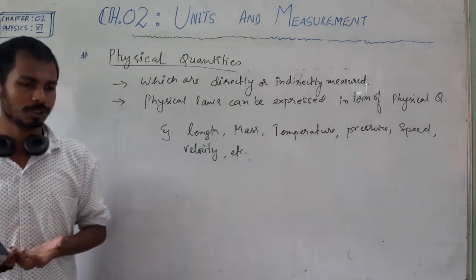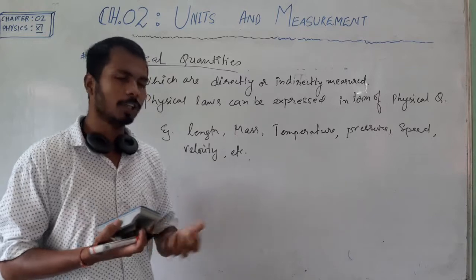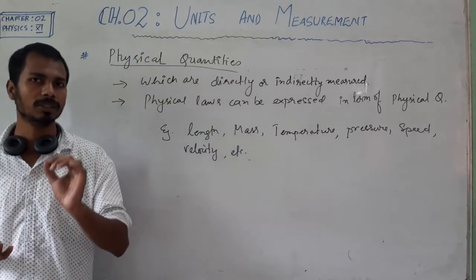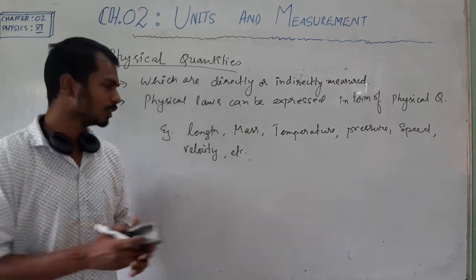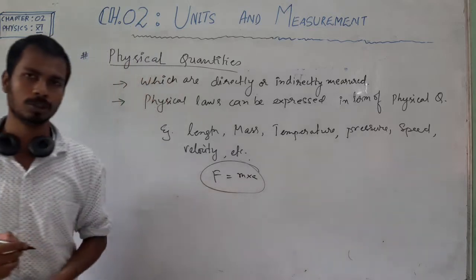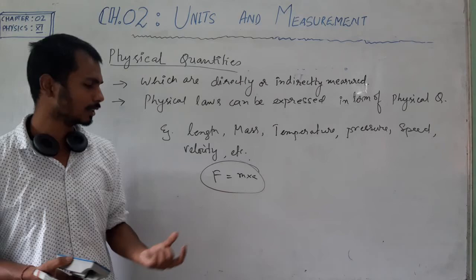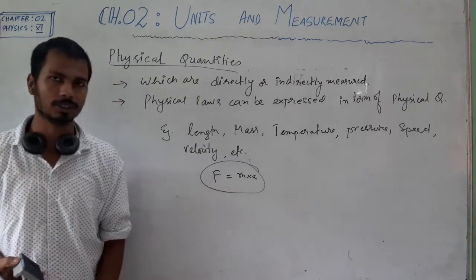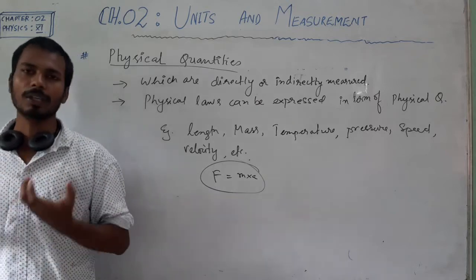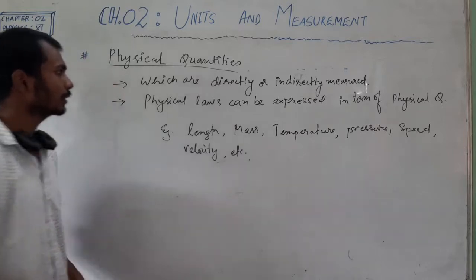In the laws of motion, we have the second law of motion. The second law of motion states that rate of change of momentum is force. So there comes momentum, and time also comes in. Force is equal to mass into acceleration. This is the second law of motion. To explain it, we need some physical quantities, for example force, mass, acceleration. So these are physical quantities, the quantities which are directly or indirectly measurable.